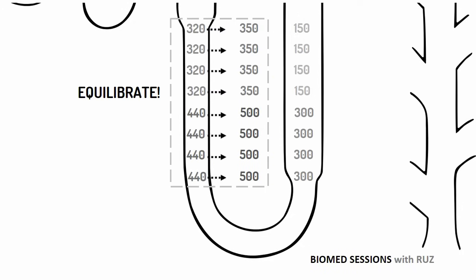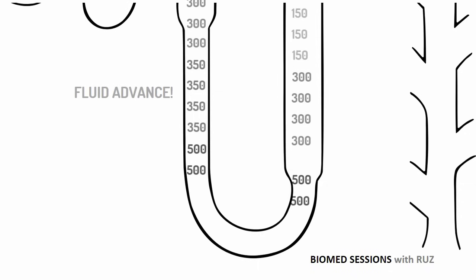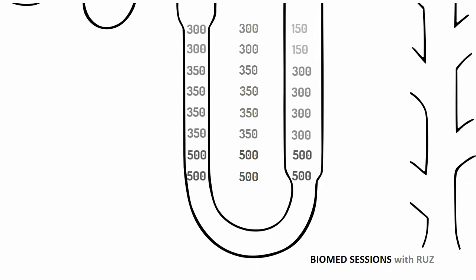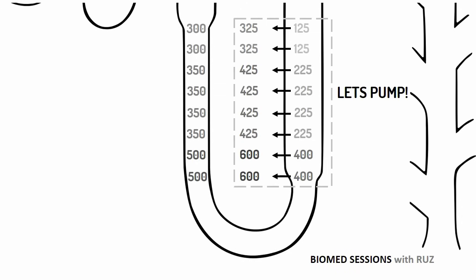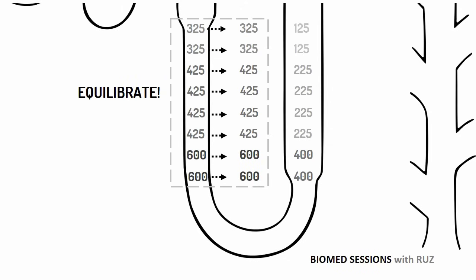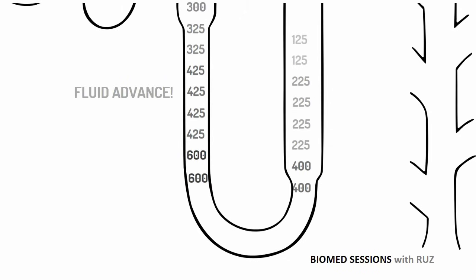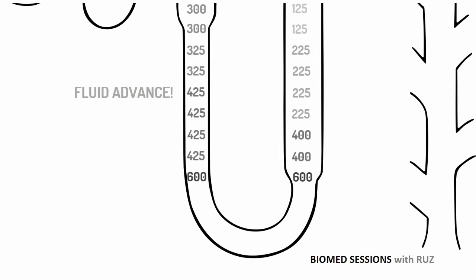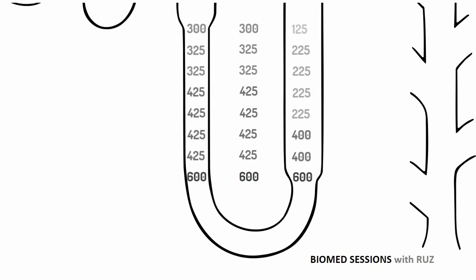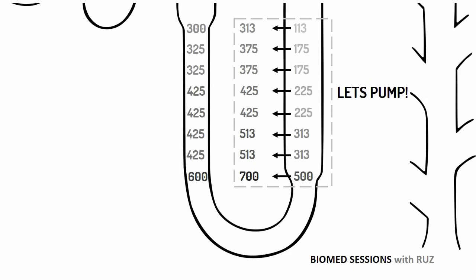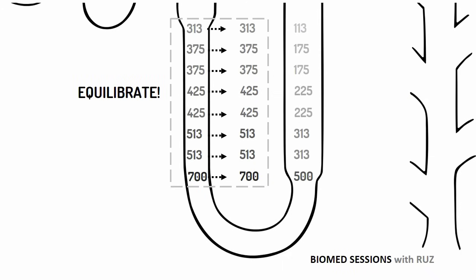Now to equilibrate the descending limb with the interstitial fluid and advance the fluid in the loop of Henle a little. Lo and behold, the gradient is messed up again, but we know what to do. Let's pump and establish that 200 milliosmol per litre gradient. Equilibrate to match osmolarities and advance the fluid. Okay, one more time to get the point across. Our gradient is messed up, pump out sodium to restore the gradient, and equilibrate.